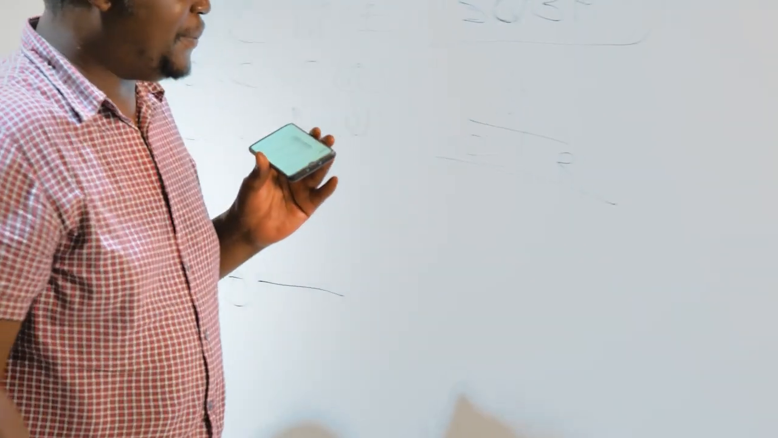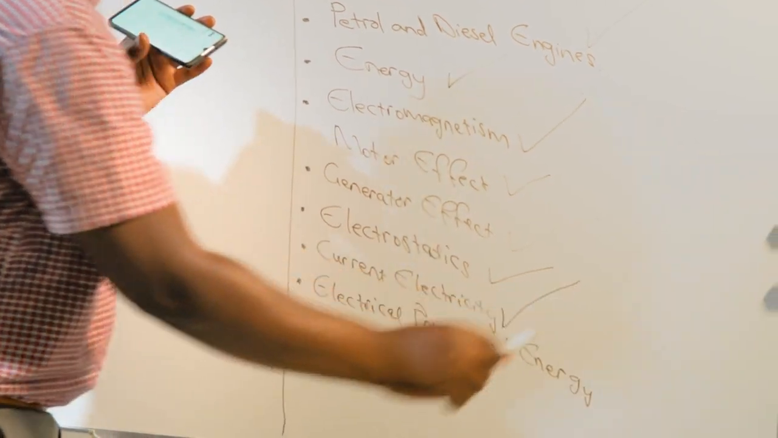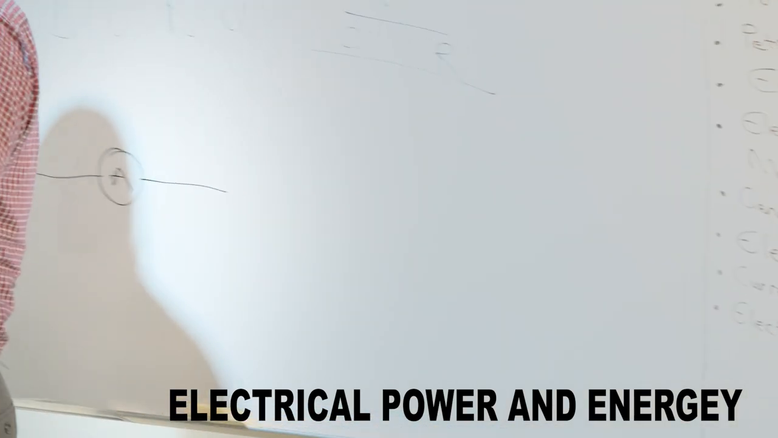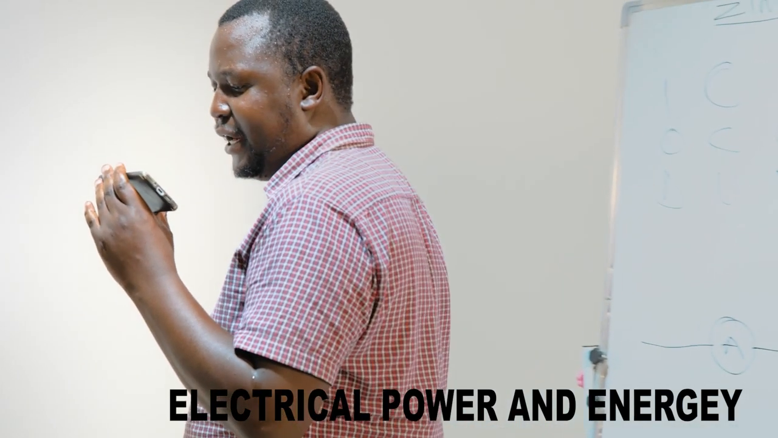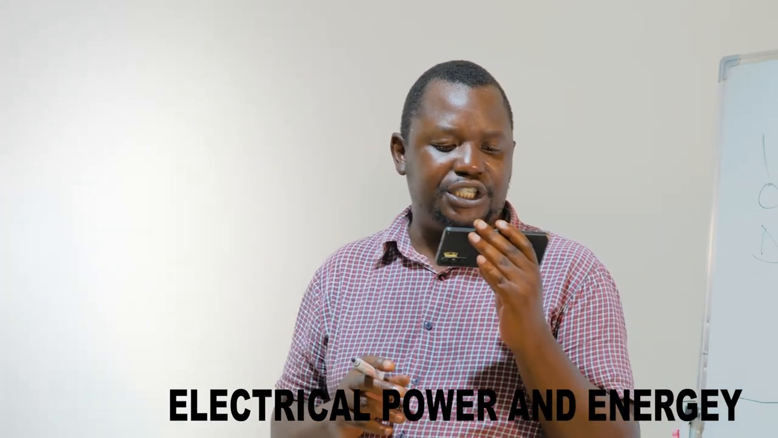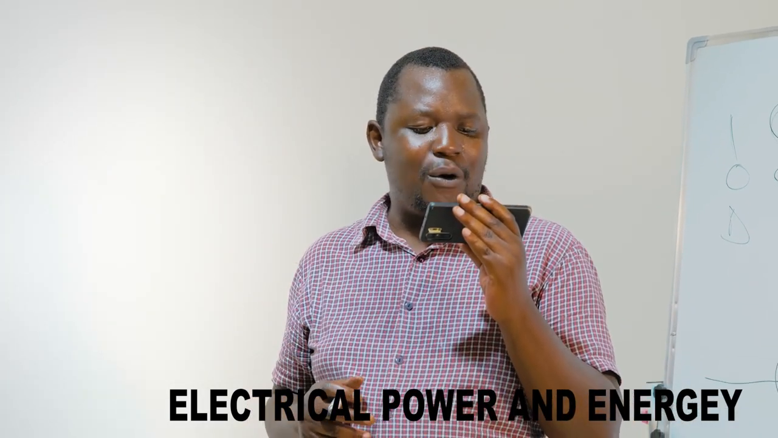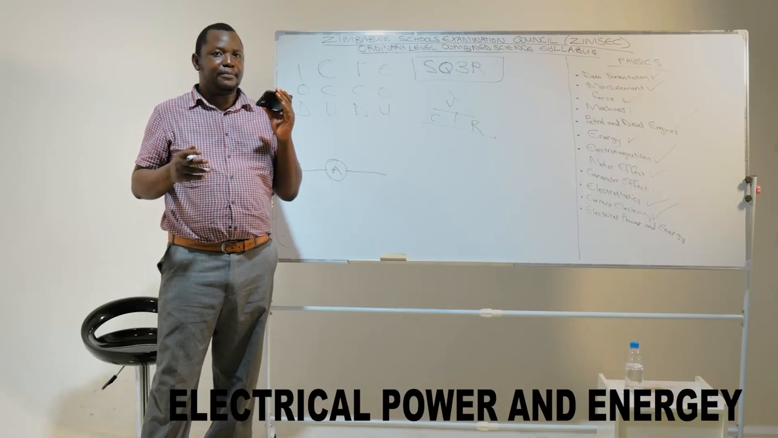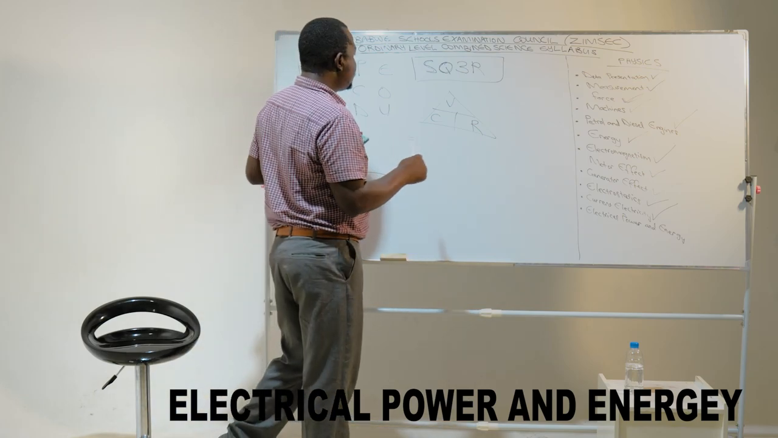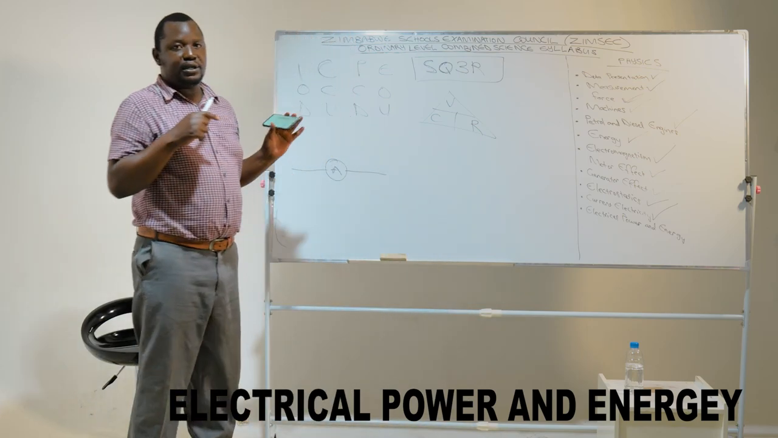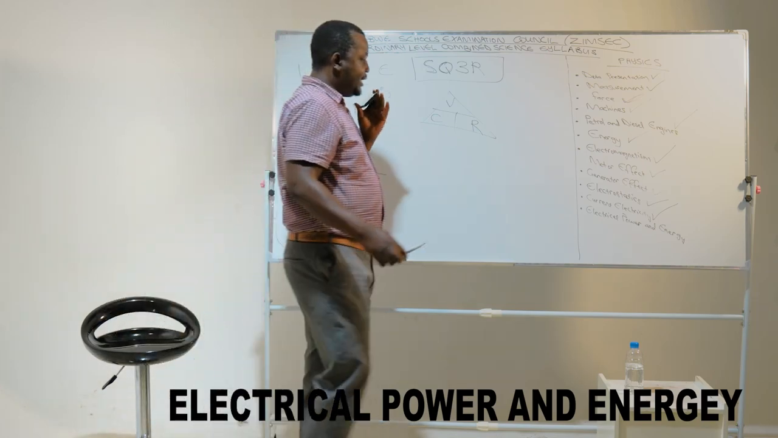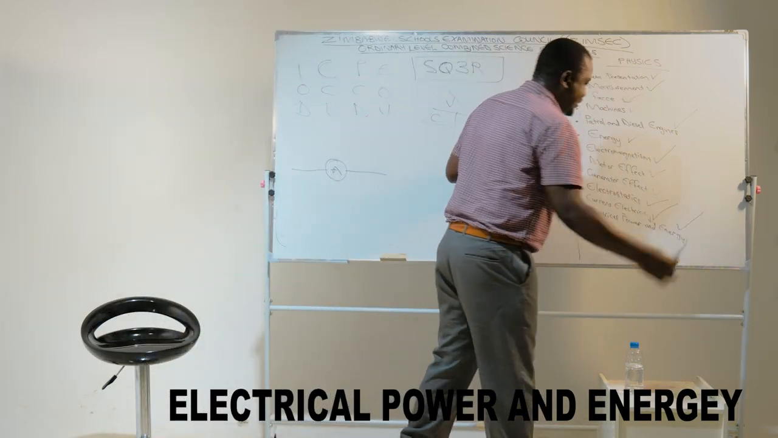The last concept, electrical power and energy. You need to define electrical power, and you need to define electrical energy. Number two, you need to calculate electrical power and electrical energy. The units are watts, kilowatts. The equations are P equals VI, and E equals VIt, all those you need to know. Normally, the concepts are electrical power and energy, and household electricity.